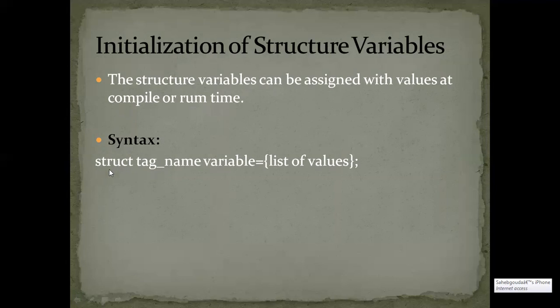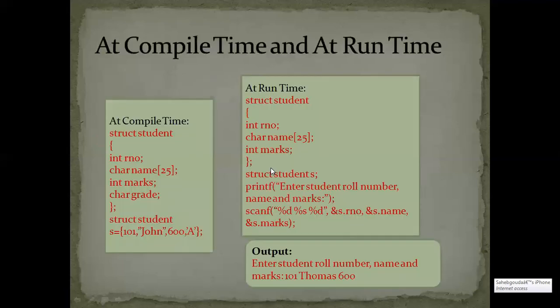The syntax consists of struct tag name variable, which contains the list of values. Struct is the keyword, and we are going to use the tag name for that, and we'll have the list of variables. So we'll see the example for compile time and runtime. This is for compile time, and this is for runtime. So we'll see compile time first.